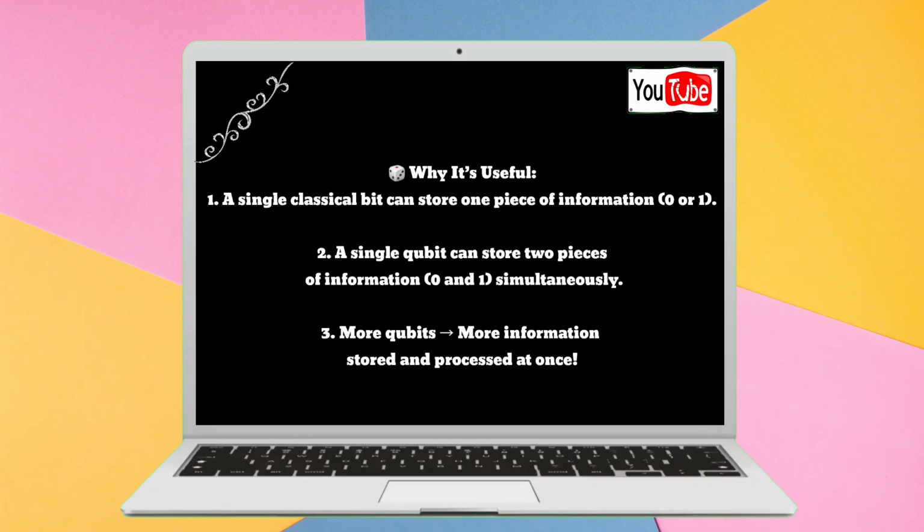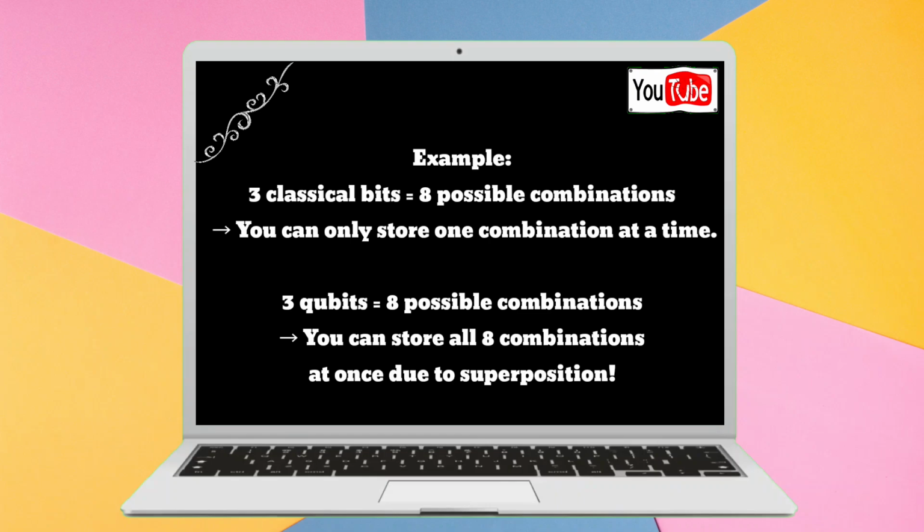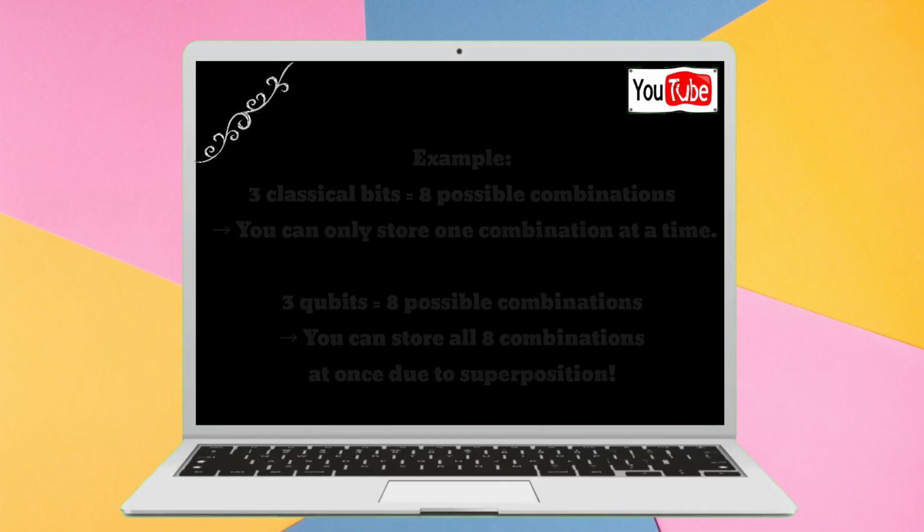Why it's useful. 1. A single classical bit can store one piece of information, 0 or 1. 2. A single qubit can store two pieces of information, 0 and 1, simultaneously. 3. More qubits, more information stored and processed at once. Example: 3 classical bits equals 8 possible combinations, but you can only store one combination at a time. 3 qubits equals 8 possible combinations, and you can store all 8 combinations at once due to superposition.